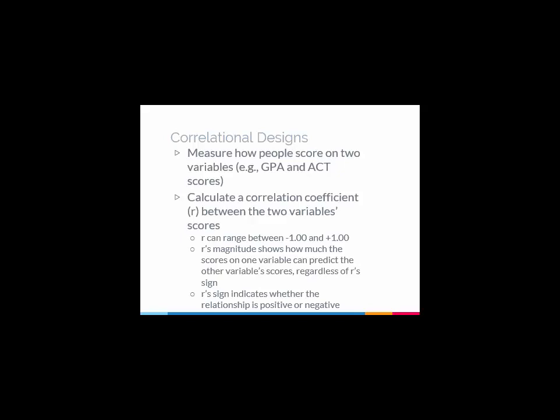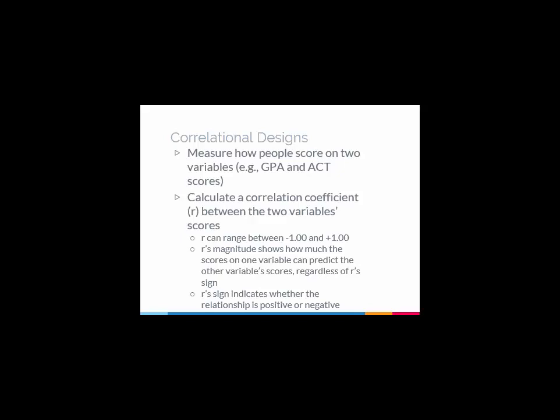R's magnitude shows how much the scores on one variable can predict the other variable's scores, regardless of the sign. So the closer you are to 1, the better prediction you have. R's sign indicates whether the relationship is positive or negative. If it's a positive relationship, it means both variables move in the same direction. For example, when you have increases in GPA, you typically also see increases in ACT scores. Or when you have decreases in GPA, you typically also see decreases in ACT scores.